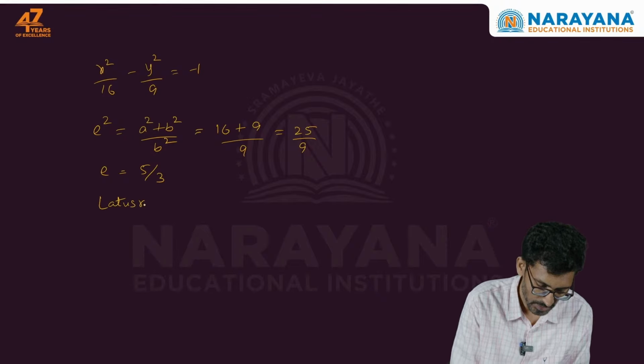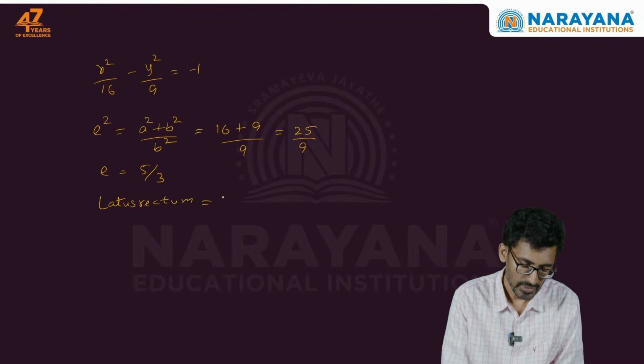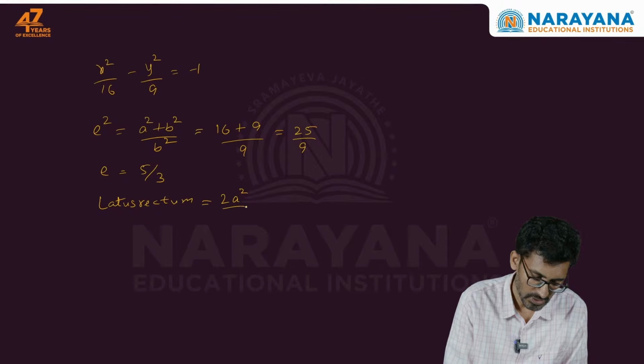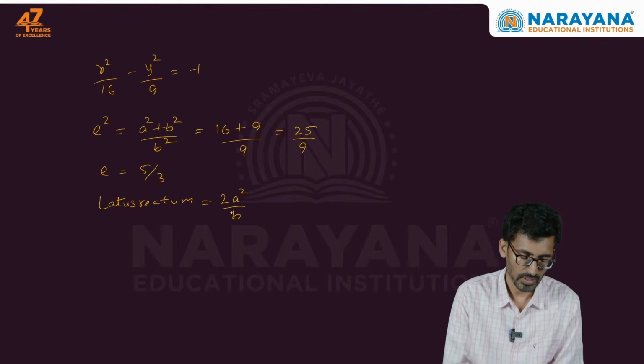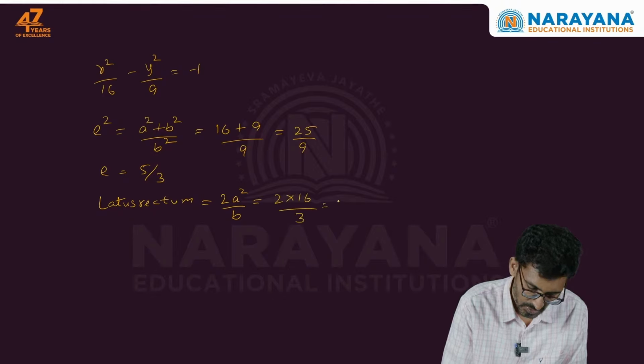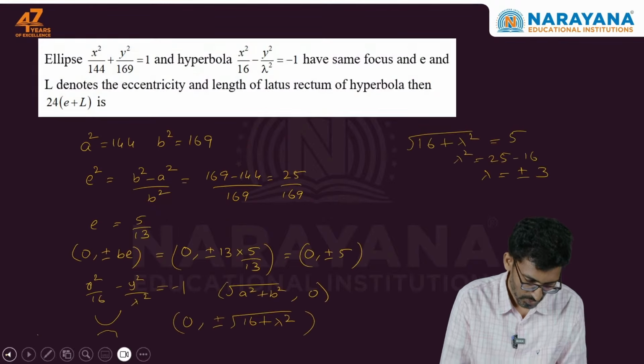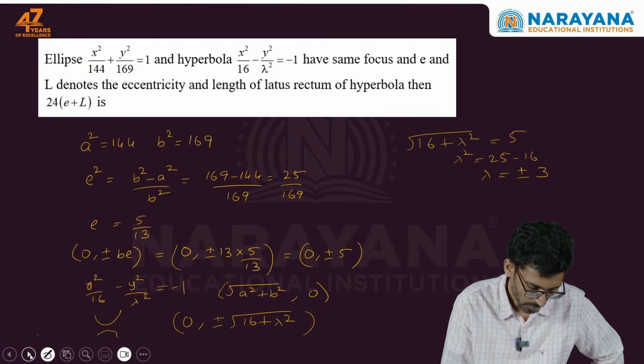They have asked for the latus rectum length also. The length of the latus rectum is equal to 2a square by b, not 2b square by a, because here we have a conjugate hyperbola. So 2 into 16 by 3, which is 32 by 3. So what is the question they are asking? The value of 24 into e plus l.